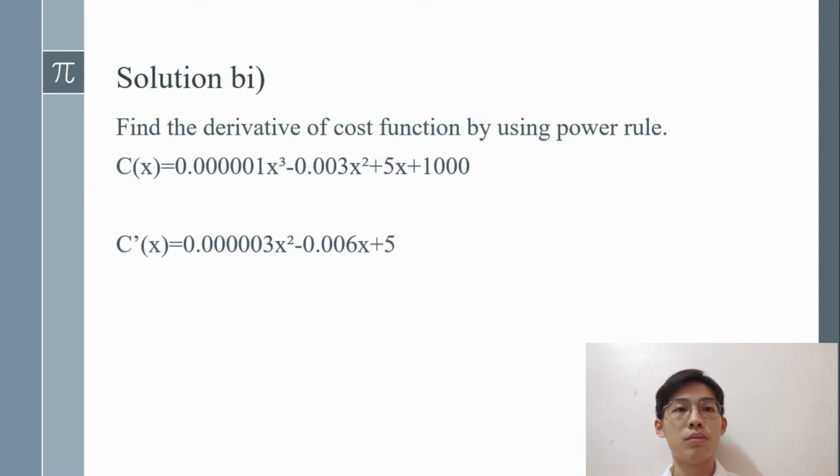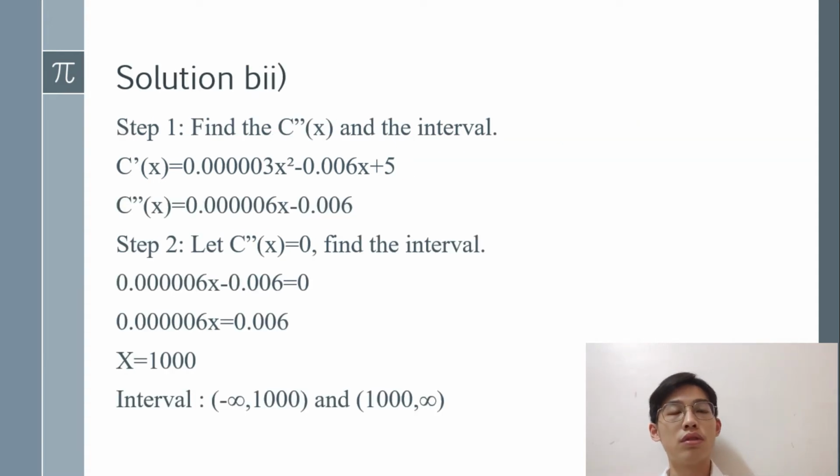For the solution of B1, we need to find the derivative of the cost function by using the power rule. Therefore, the first derivative of the cost function is 0.000003x squared minus 0.006x plus 5. For the solution of question B2, step 1, we need to find the second derivative of the cost function, that is equal to 0.000006x minus 0.006. For step 2, let the second derivative of the cost function equal 0 to find the intervals. If the second derivative of the cost function is equal to 0, then x is equal to 1000.